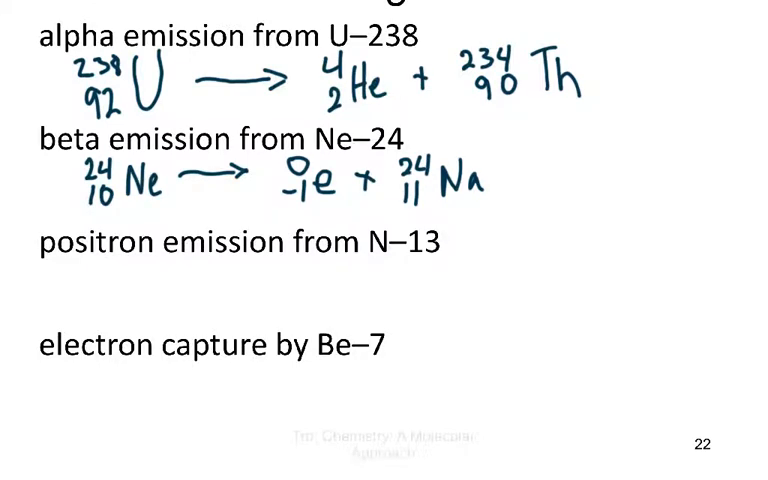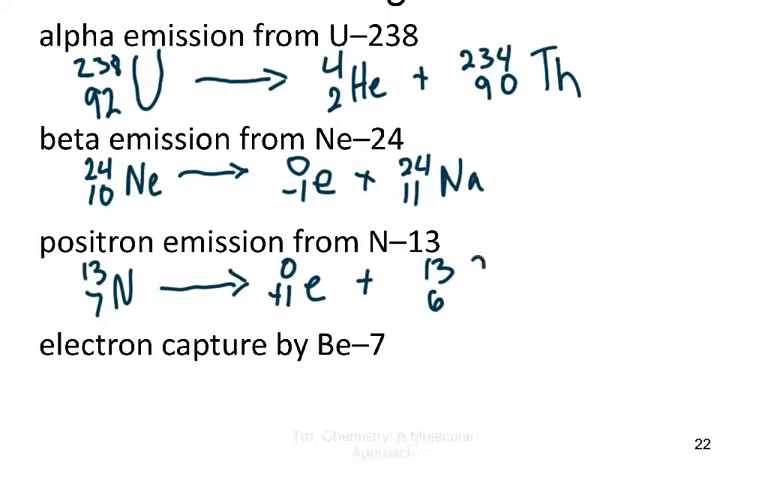Positron emission from nitrogen-13. So 13, 7 nitrogen. We are emitting a positron, which is like a positive electron. And then our mass number did not change. Our atomic number is going to be a 6 now. 6 plus 1 is 7. And element number 6 is carbon.